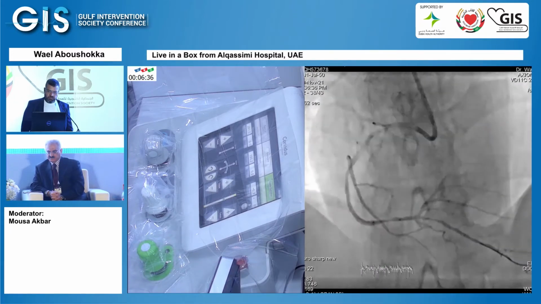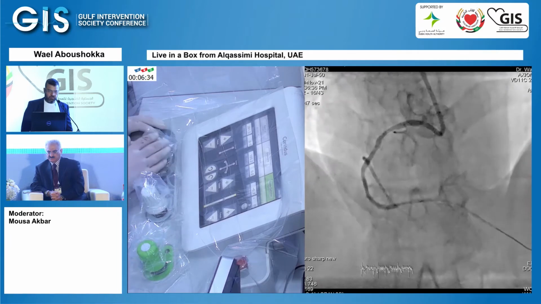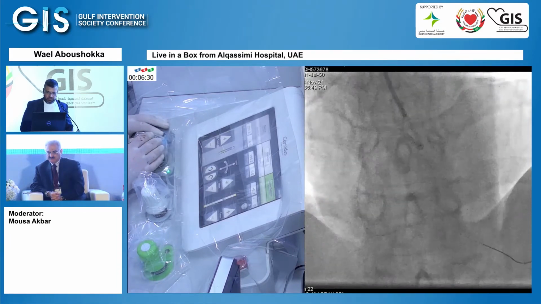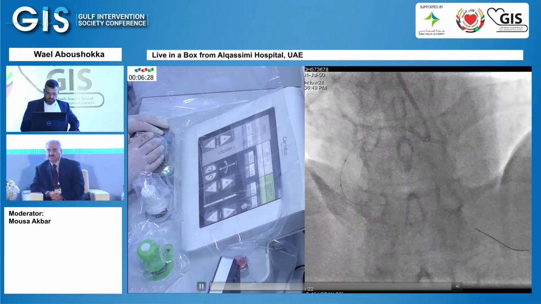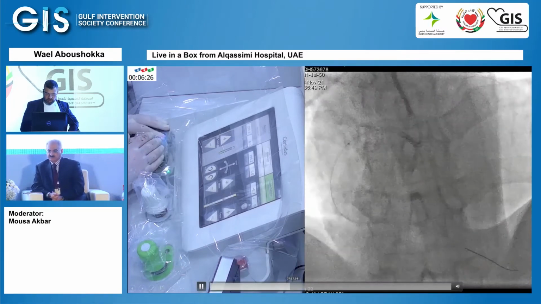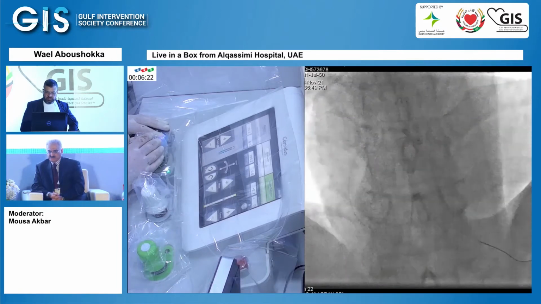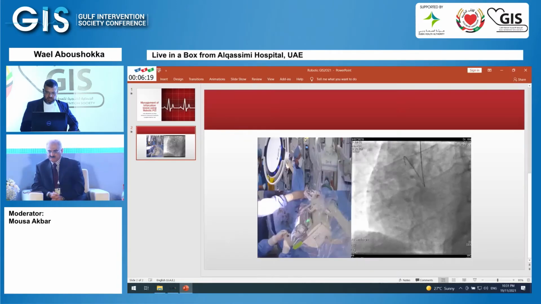We can go to the RCA, and I think you can now recognize how much disease there is in the ostial PDA. Faster, because I have 6 minutes.